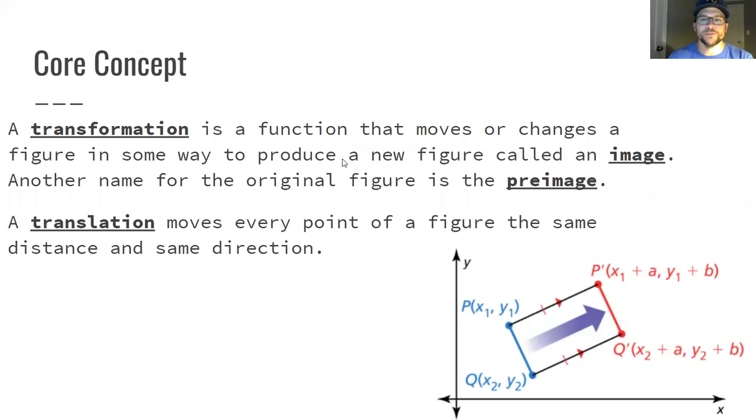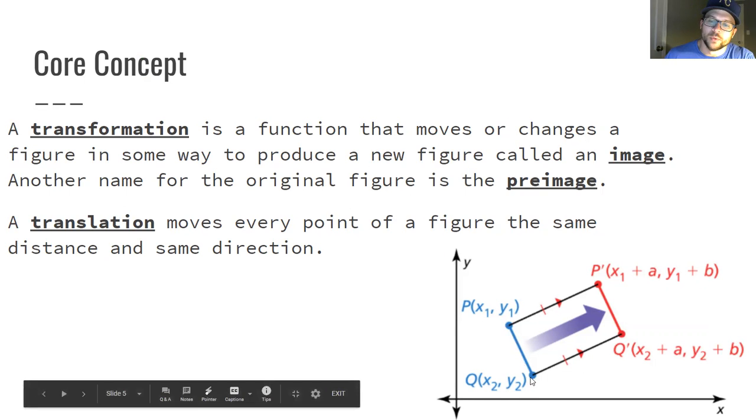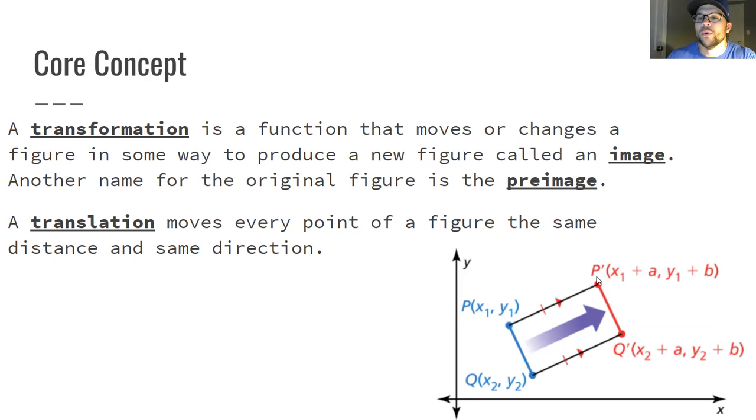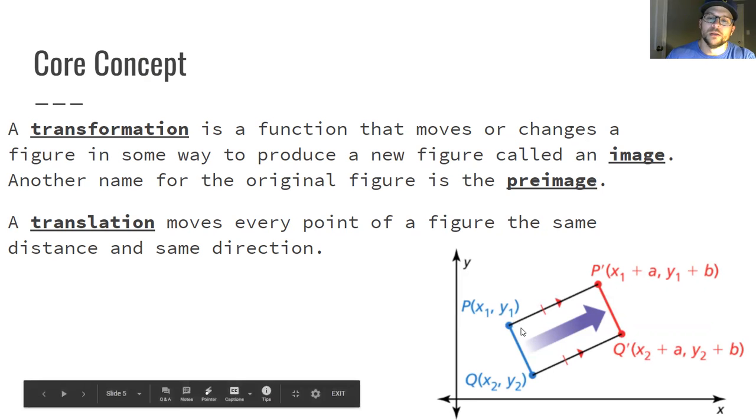So transformation is just a function that moves or changes a figure in a way that produces a new figure that is called the image. Another way we can describe what we start with is called the pre-image. And transformations are going to be the focus of what we do the rest of this chapter. And this one is going to be called the translation, is what we're focusing on today. And that moves every point of a figure, could be a line, could be a shape, could be anything, the same distance and the same direction. So notice right here, we're given the line segment PQ, and then it is translating up and to the right for our new points P and Q, which is our image. The blue line is our pre-image, the red line is our image.